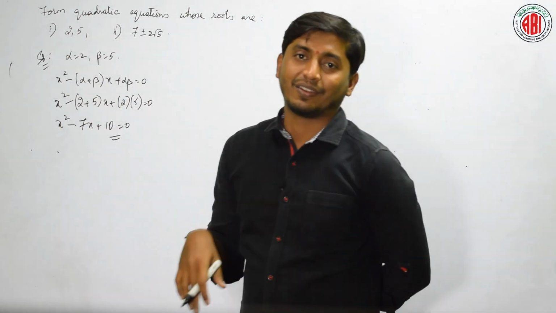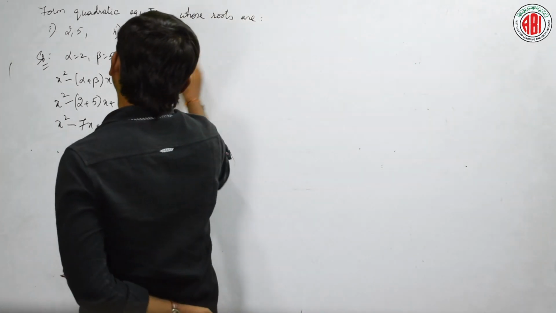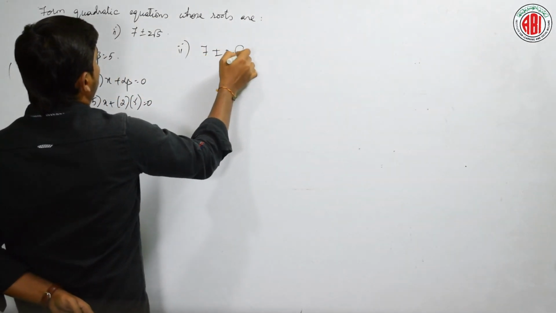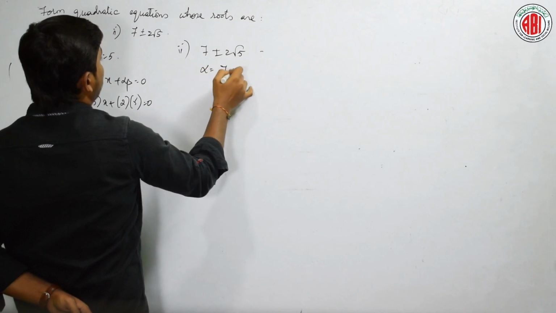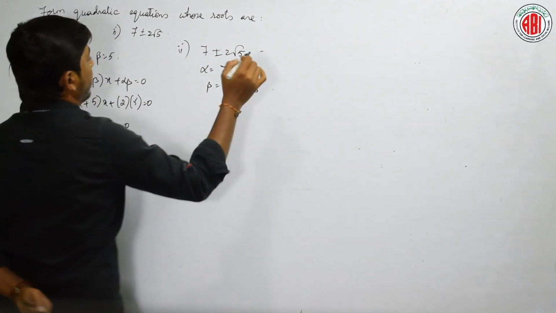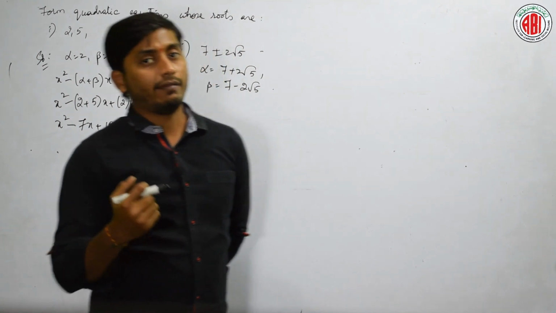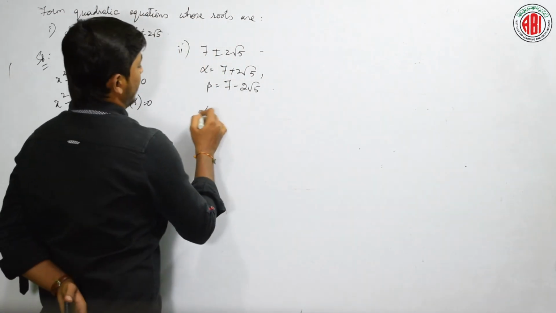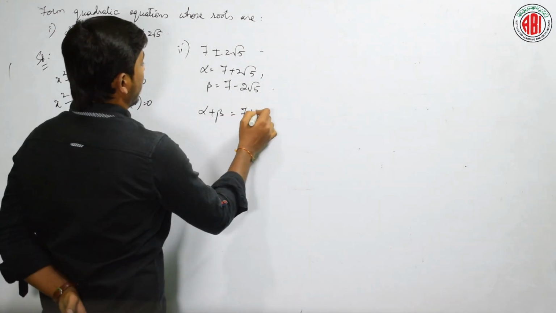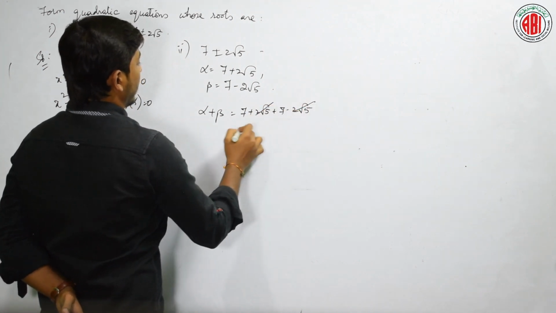Done. Similarly, let us find the quadratic equation for this roots. That is, for second question, he gave 7 plus or minus 2 root 5. So, alpha is 7 plus 2 root 5. Beta is 7 minus 2 root 5. Yes, one will be the positive root and one more will be the negative root. So, let us find first alpha plus beta. It will be easy to solve for us. So, 7 plus 2 root 5 plus 7 minus 2 root 5. These both will get cancelled.